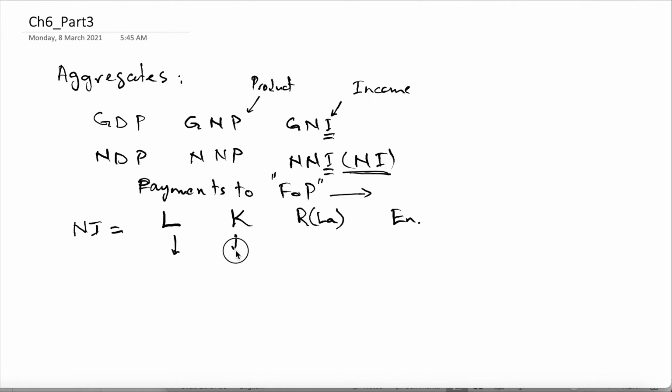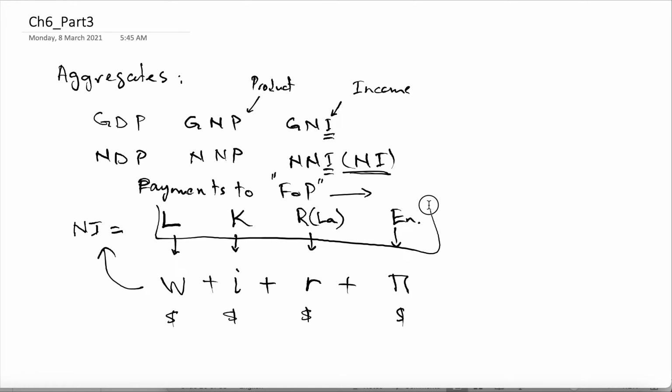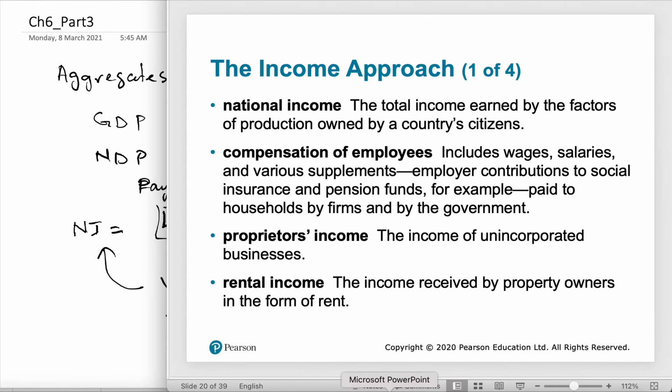And the payments to them, we already told you that the payments to labor is called wage. The payments to the capital is interest. The payments to the resources or land is rent. And this one is profit. So if we add them together, this is basically going to give us the national income. So these are the dollar value of payments to the physical amount of factors of production we have in the society or in the country. But there are some technicalities which are explained in the textbook.